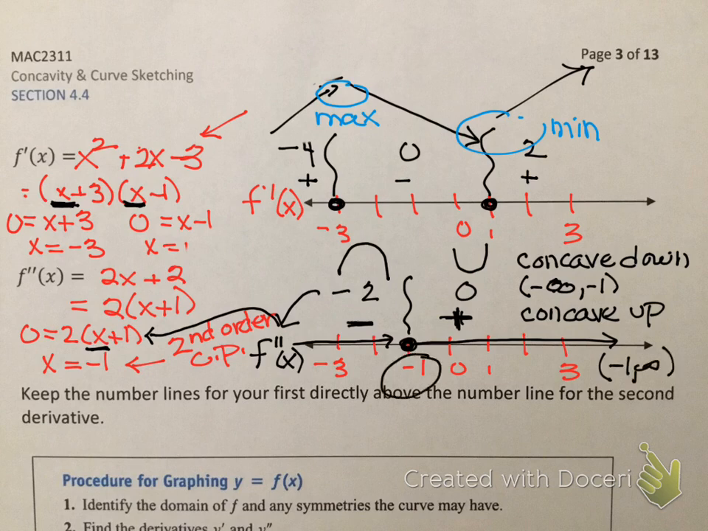That means here at negative 1, where I'm changing from concave down to concave up, I have an inflection point at x equals negative 1. If I want to find the y value, I plug that negative 1 back into my original function, not a derivative, because all this information that I'm finding, local min, local max, inflection points, are about my original function.